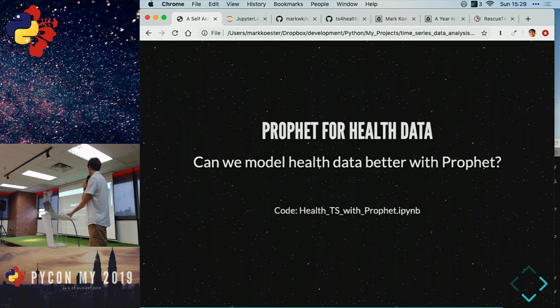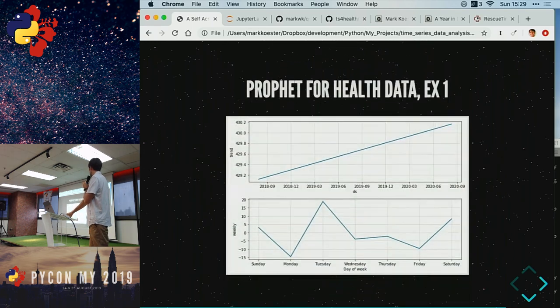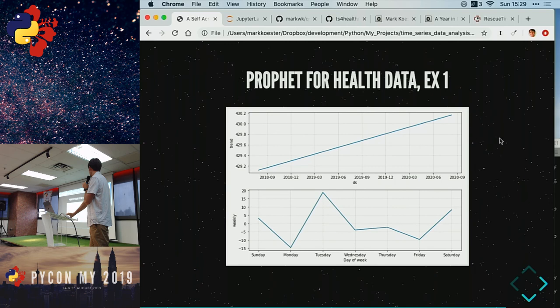But briefly, I threw it into Prophet just as a comparison. And we see that they did a couple of interesting things. First, they did a better job of mapping the weekly trends. But when you look at this data, this is 429.2 minutes a night. Well, the trend is going to move you over the next year to 430.2. You're going to get 1 minute of sleep extra. Big model, right? Powerful.